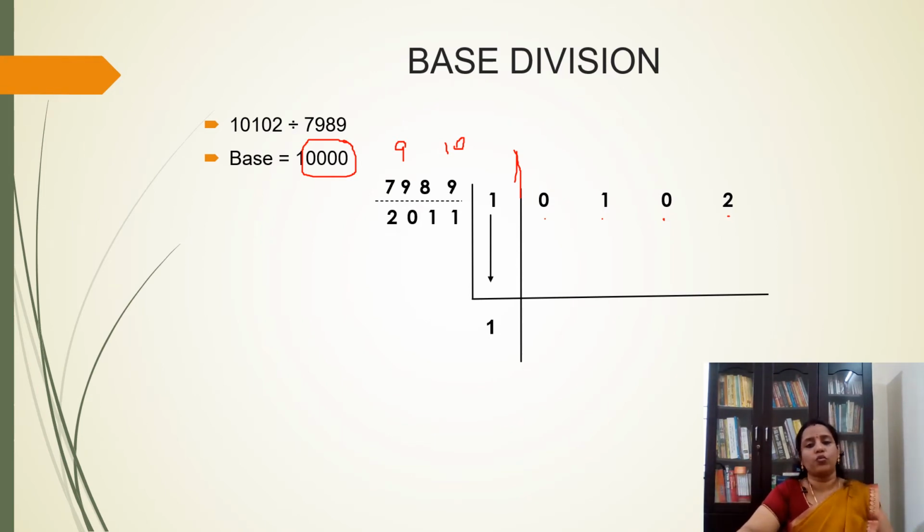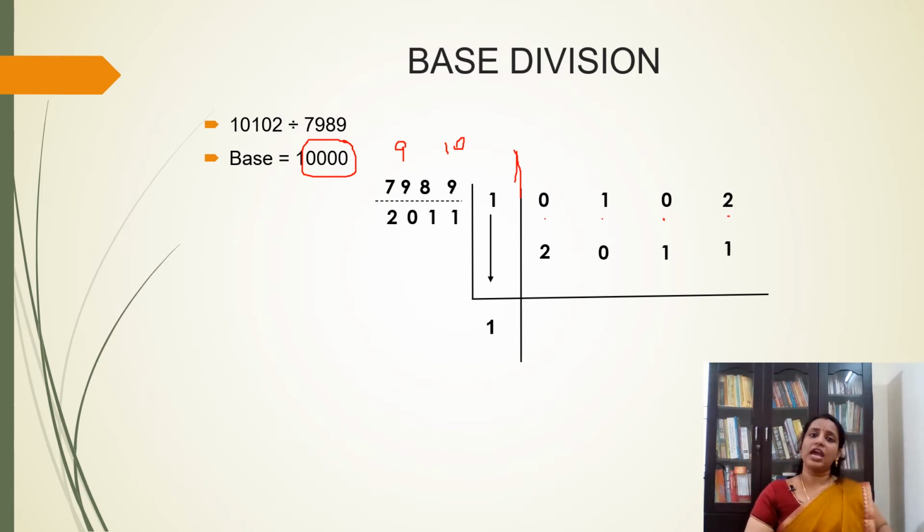So multiplying 1 with 2 will give me a 2, which I take to the next dividend place, and multiplying 1 with 0 will give me a 0, which I take to the next succeeding place. Multiplying 1 with 1 will give me a 1, which I take to the next succeeding place, and multiplying 1 with 1 also gives me 1, which I take to the next succeeding place.